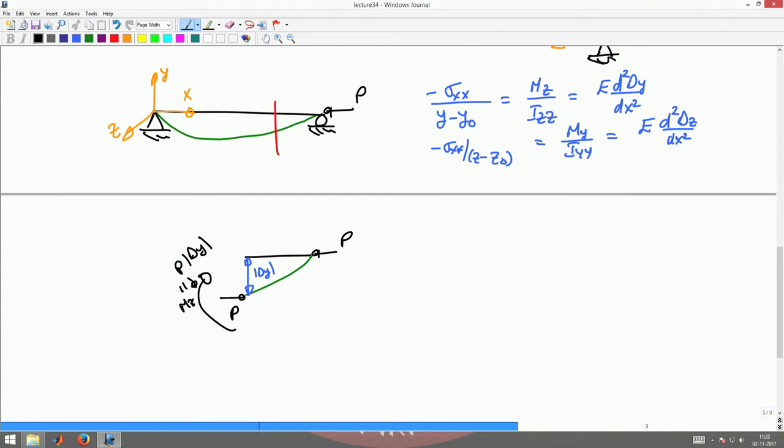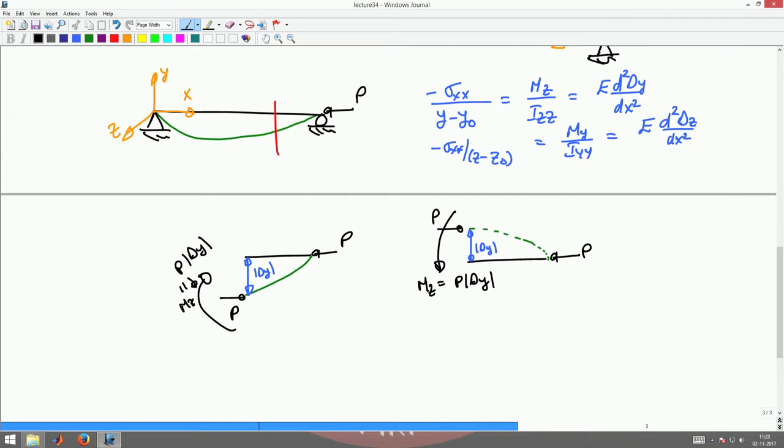Now say it didn't deflect down but deflected up, like this instead of coming down. Since the load can go in either direction, I will have a P here, and let this distance be the absolute value of delta y. Now this produces a clockwise moment, so the Mz moment would be like this, and this will be P into absolute value of delta y.